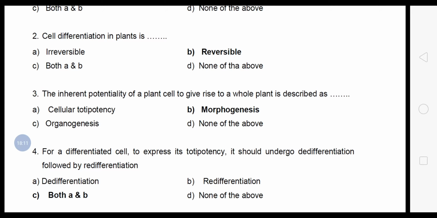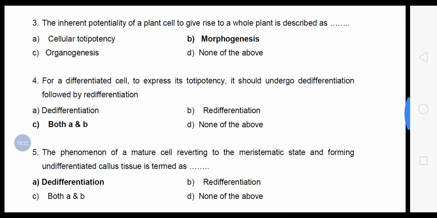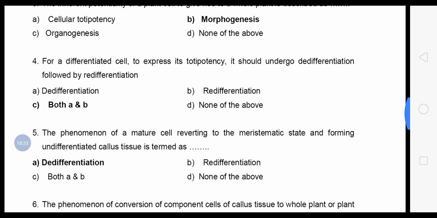The inherent potentiality of a plant cell to give rise to a whole plant is described as morphogenesis, but it is basically defined as totipotency, that is inherent potentiality of a plant cell to give rise to a whole plant is cellular totipotency. For a differentiated cell to express its totipotency, it should undergo differentiation followed by dedifferentiation and redifferentiation.